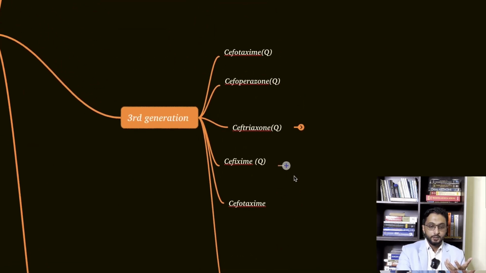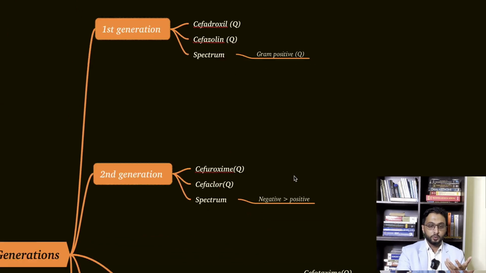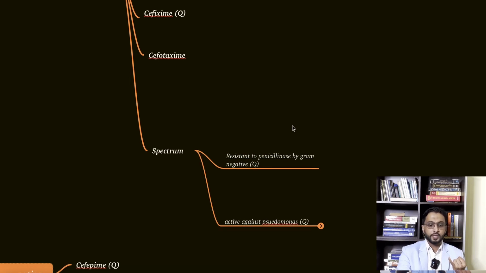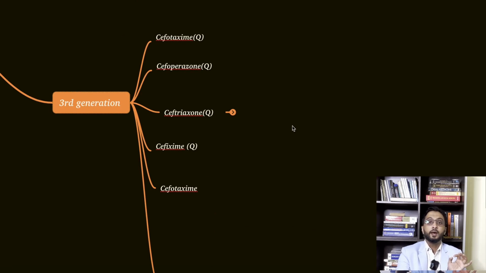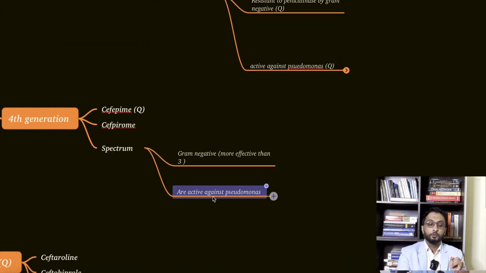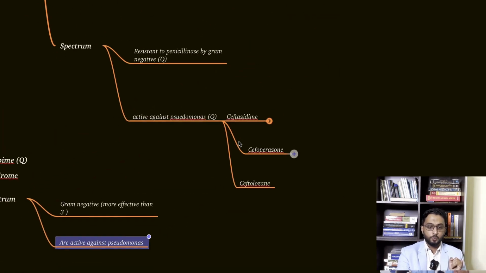Okay, so spectrum is learned. Now, a few more points you have to note here. One is about the third generation. The spectrum is very important against penicillinase resistance. So they can ask you, which of the following cephalosporins are effective against penicillinase producing gram negative organisms. It's majorly your third generation. Now, which is against pseudomonas? Third and fourth generation, majorly. So here, few points to note.